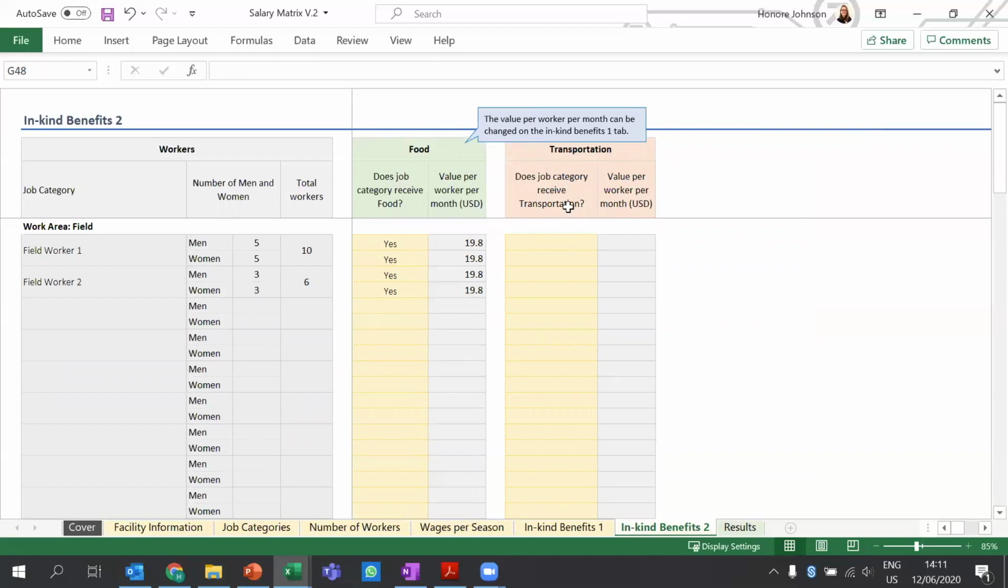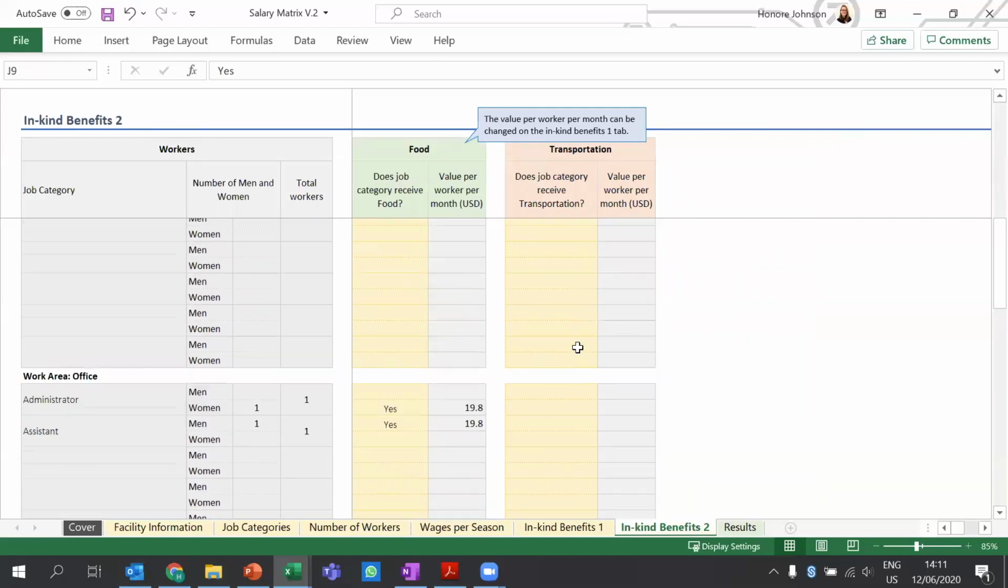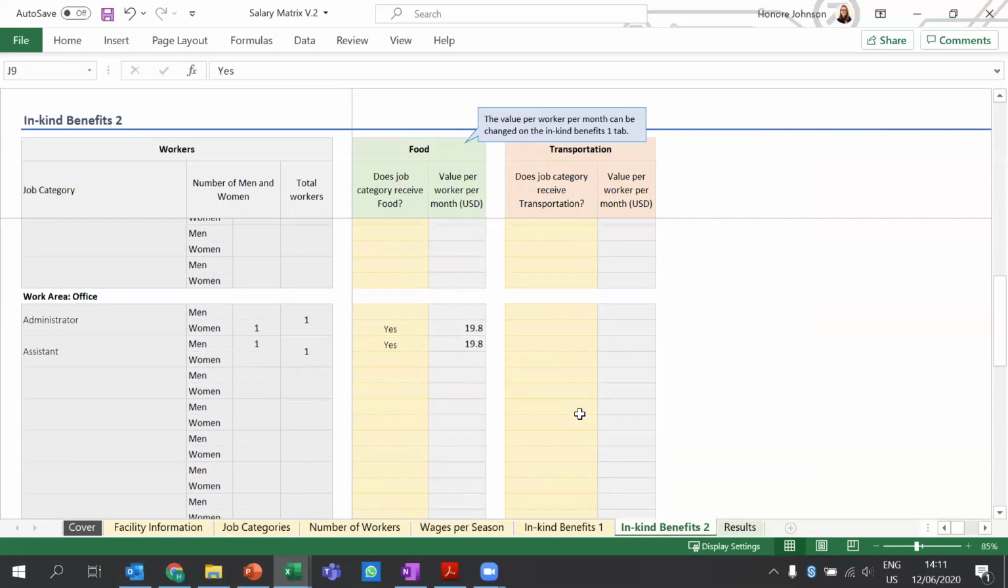Once we've completed the first in-kind benefit, we can move to the second one, transportation. If you remember, we have 3 workers who receive transportation. In this case, we only need to put yes for the people who actually receive it. So in this case, it is field workers 2, who are women who receive the in-kind benefit of transportation. No one else receives the in-kind benefit of transportation, so we can leave these all blank.